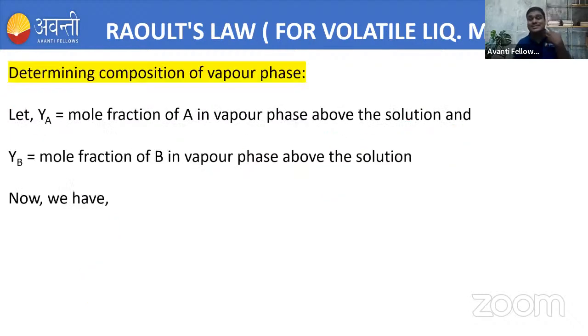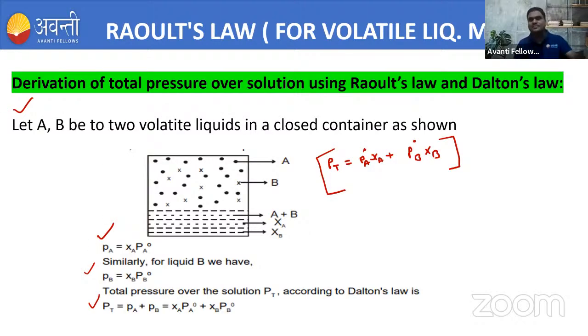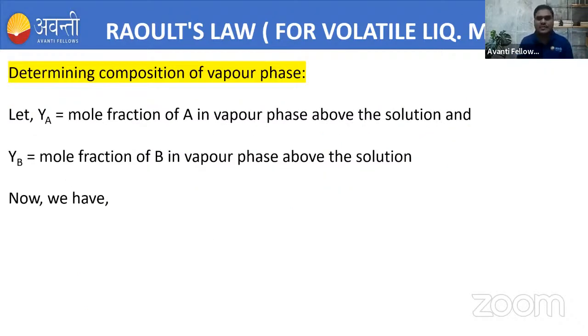Now, determining the composition of the vapor phase. If you want to calculate the composition in the vapor phase, this is the composition in the liquid state. In case of XA, we have YA. YA means the mole fraction of A in the vapor phase above the solution, and YB is the mole fraction of B in the vapor phase above the solution, because they are volatile liquids, so their vapor will be formed. Now we want to calculate their mole fractions in the vapor phase, that is YA and YB.